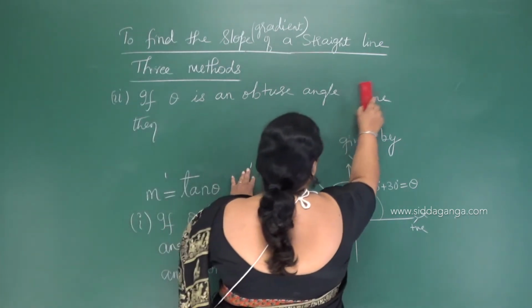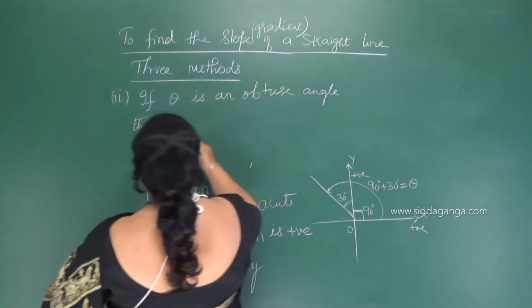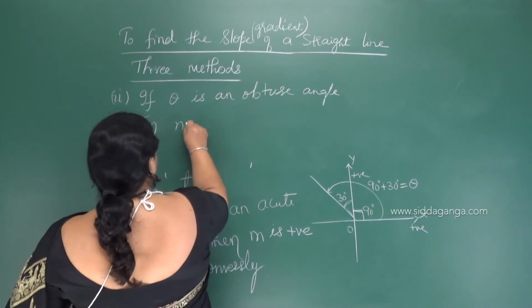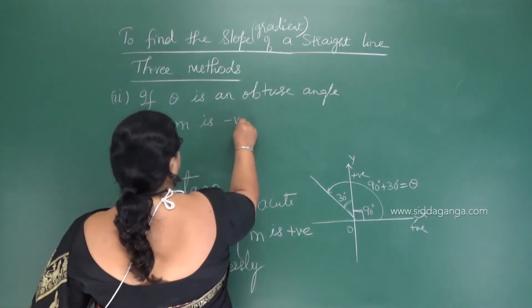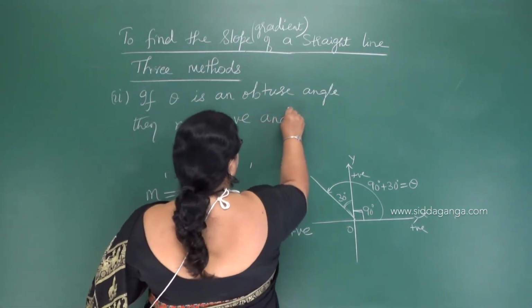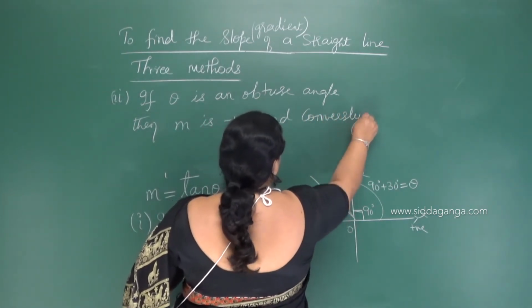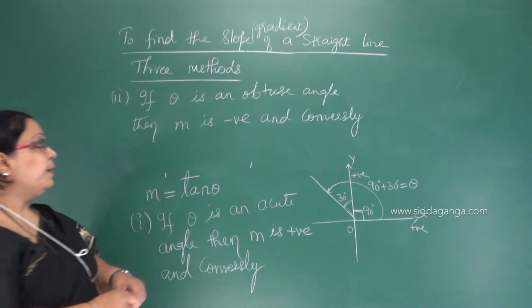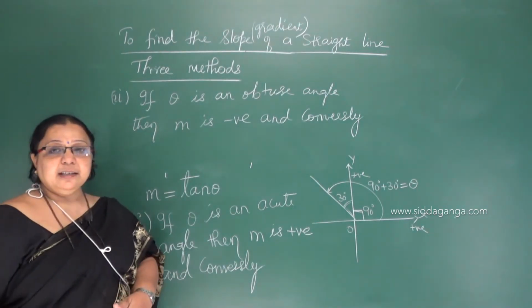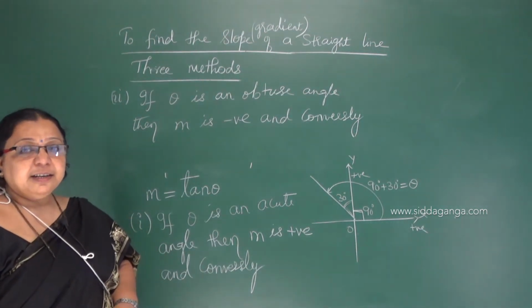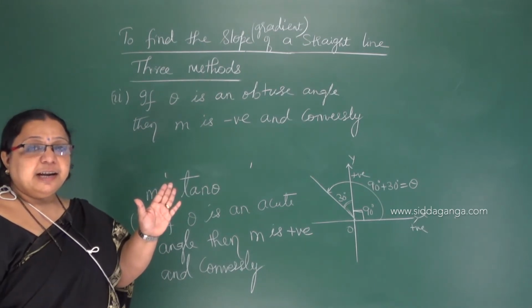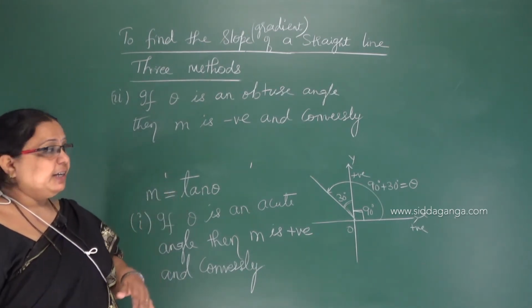If theta is an obtuse angle, then m is negative. And conversely, obtuse angle means the angle greater than 90 degrees and less than 180 degrees.